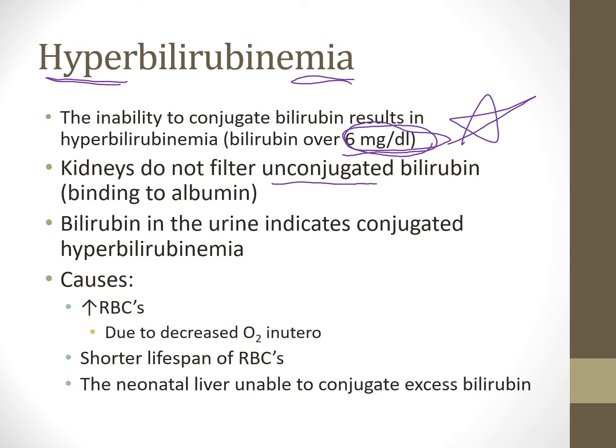So what are the causes of hyperbilirubinemia, or pretty much what we're looking at, or what are some of the causes of jaundice?